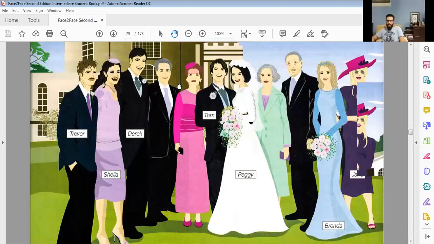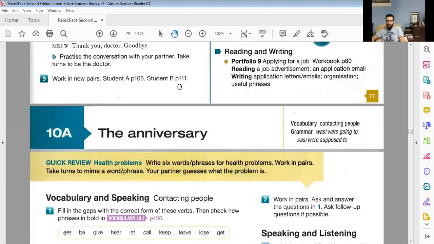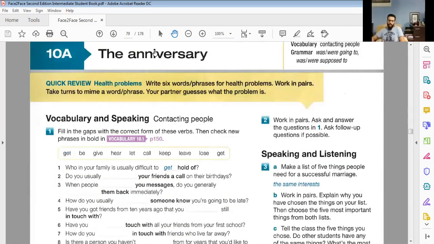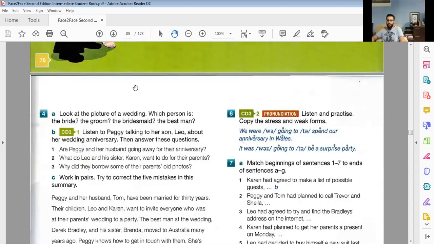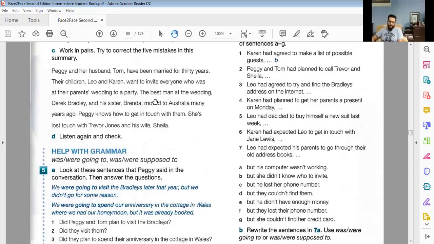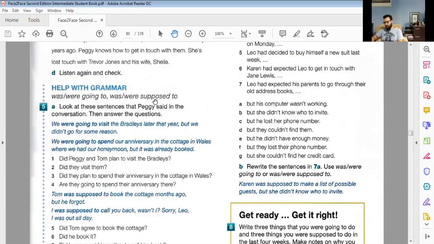So in our last lesson, the one before the last, we talked about was going to and was supposed to, remember? If you agreed on something in the past and you weren't able to do it for some reason or another, you will say, I was supposed to do my homework, but my cousin visited. So there goes the plan. It's not going to happen. It didn't actually happen.